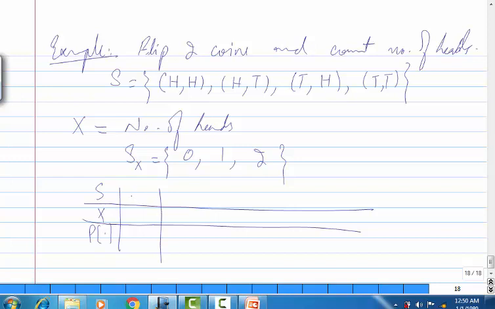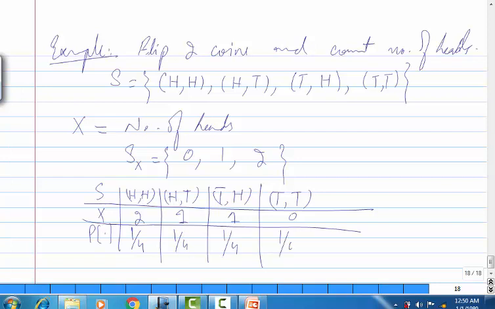Look here, we have outcome head and head. Now here x is 2, here x is 1, x is 1, 0. Now these outcomes are equally likely, so there are 4 outcomes, so each outcome has a probability of 1 by 4, 1 by 4, 1 by 4 and 1 by 4.